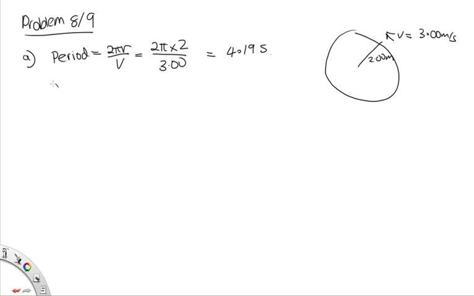And then we're asked for the frequency, which is just equal to 1 over the period. So 1 over 4.19 gives us 0.239 Hertz.